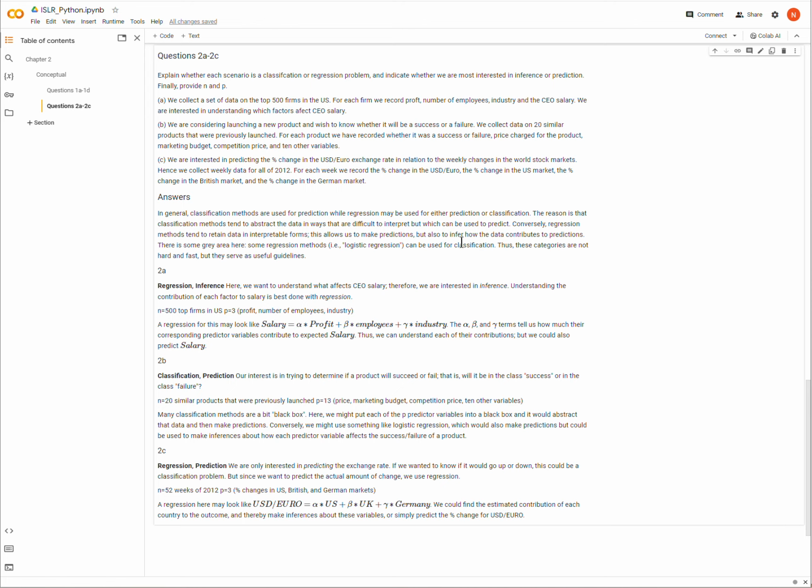Okay, so the first example is we collect data on 500 firms and record the profit, number of employees, the industry and the CEO salary. We are interested in understanding which features affect CEO salary. Okay, so first, we are interested in the features that affect CEO salary. So we are trying to make inference about these different factors affecting CEO salary. So we are interested in inference, and we will probably use something like regression, because regression is typically better for inference.